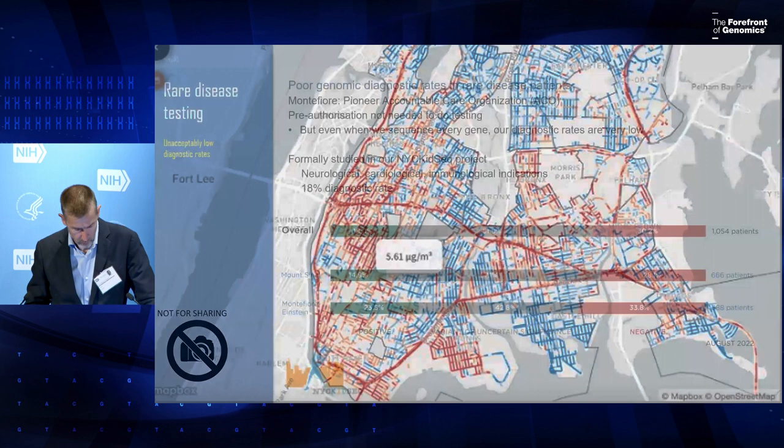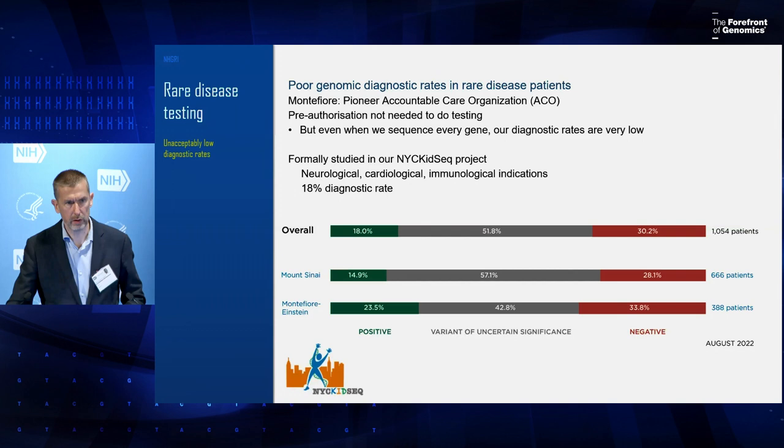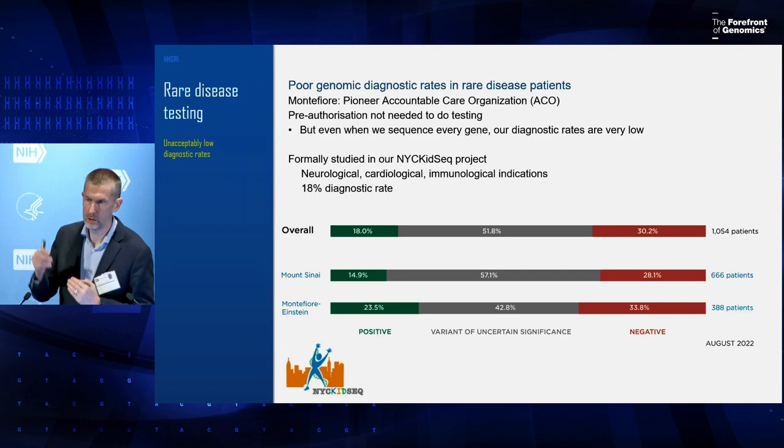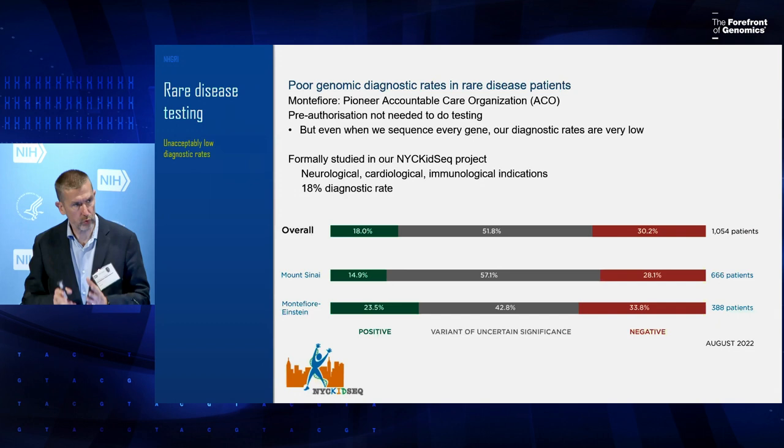So the other thing that has to happen better in general, but in particular in my communities in the Bronx, is to improve on our poor genomic diagnostic rates in rare diseases. Montefiore is an unusual place to practice genetics because we're a pioneer accountable care organization. Only 15% of the Bronx is commercially insured. The rest is either uninsured or government insured. So in effect, Montefiore is the insurance provider for the majority of our patients. So if I need to order an exome or a whole genome, I don't have to go through a pre-authorization process with a commercial insurer. So I can order anything.